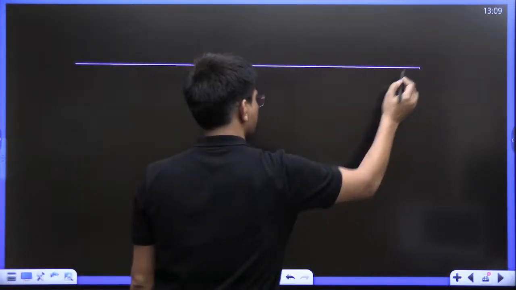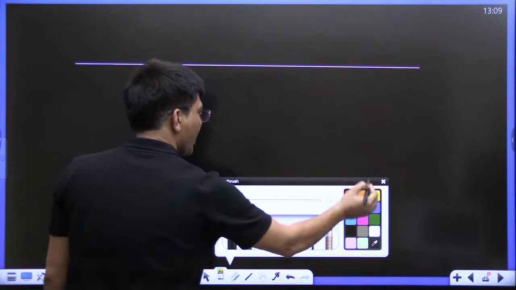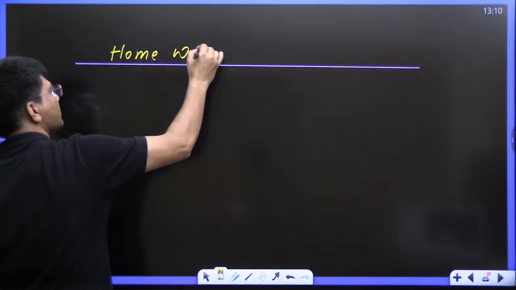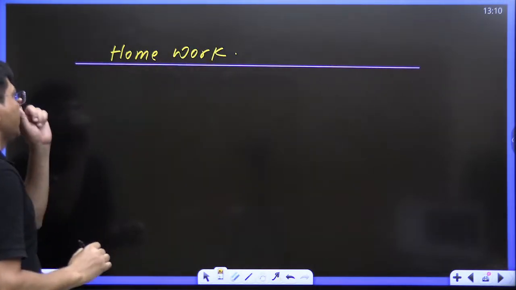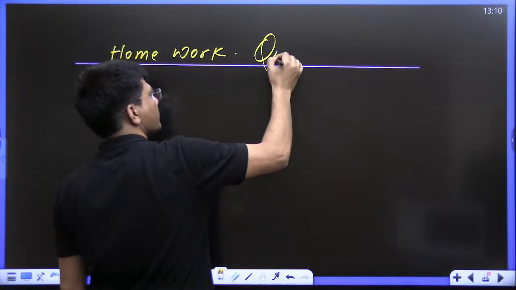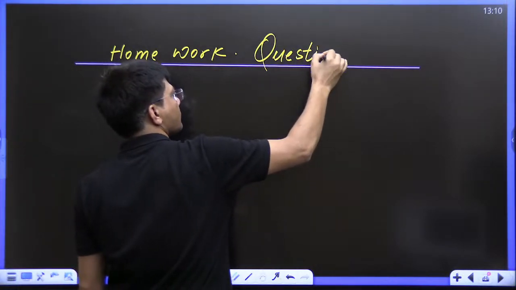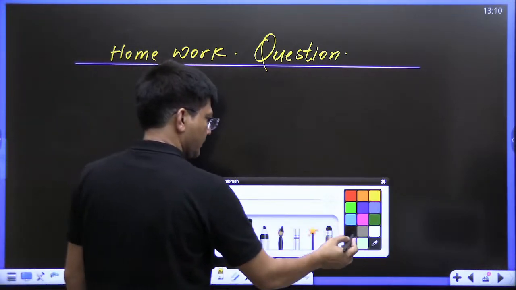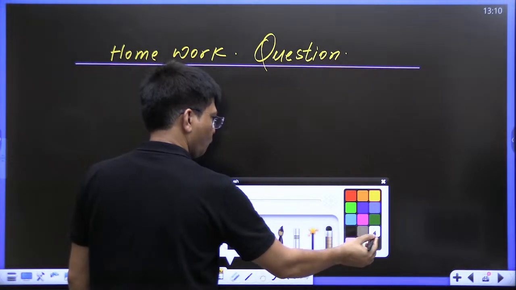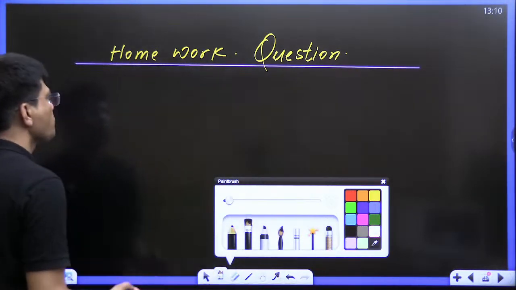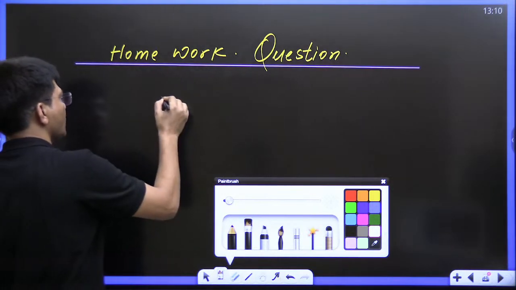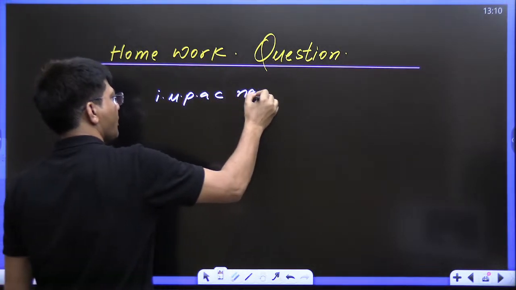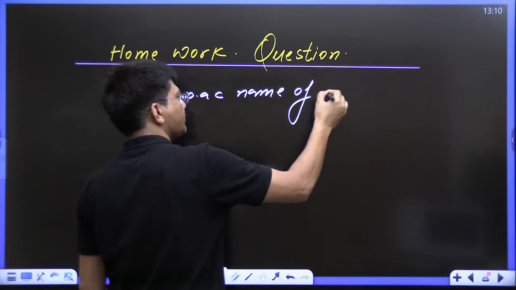Homework question. You do not have to give the answer right now. Give the answer later on in the comment section. I would like to see this question's answer. Homework question. Question is, IUPAC name of this compound.